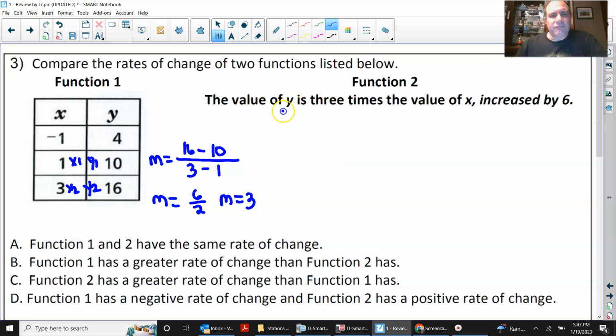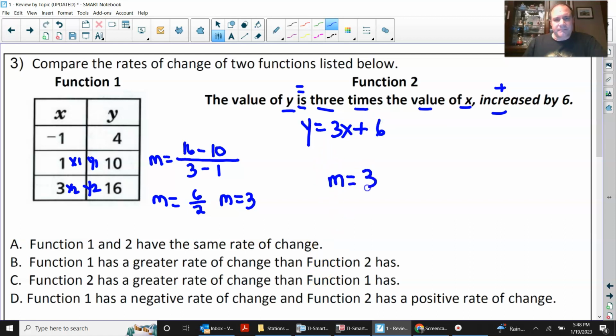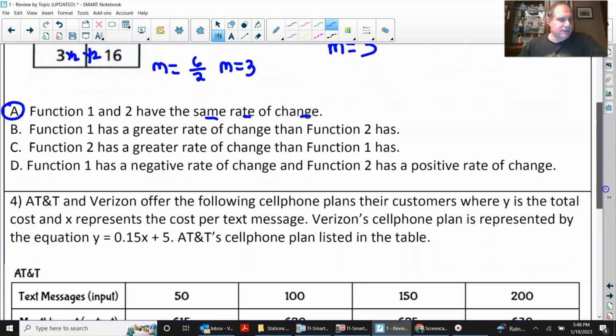So now the value of y is an equal sign, 3 times the value of x. 3 times x is 3x. Increase, that's a plus symbol. Plus 6. So the slope for this one, the rate, is 3. 3, 3. Function 1 and function 2 have the same rate of change. Which one is true? This one. That's it. They both have a rate of change of 3.